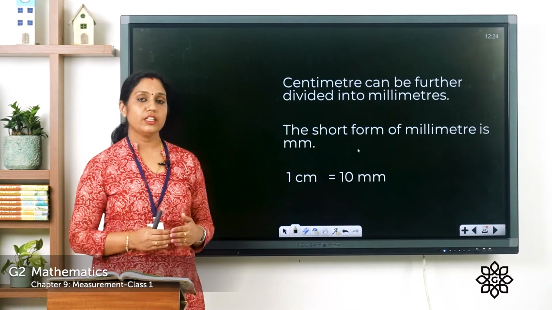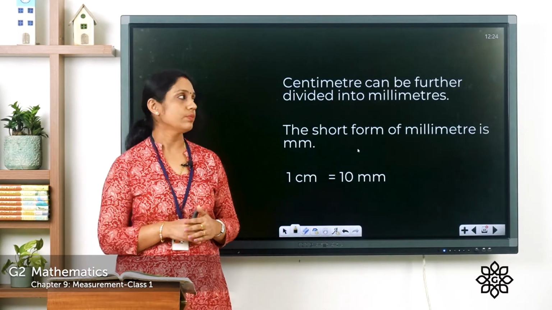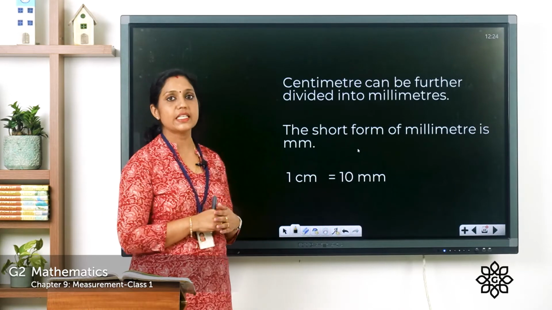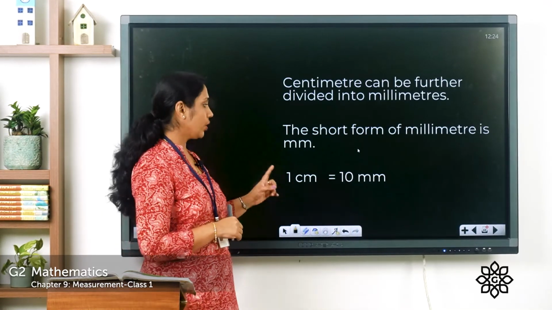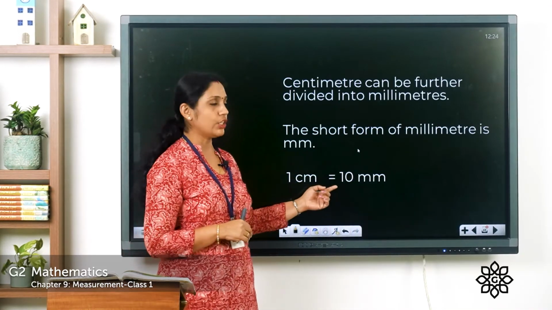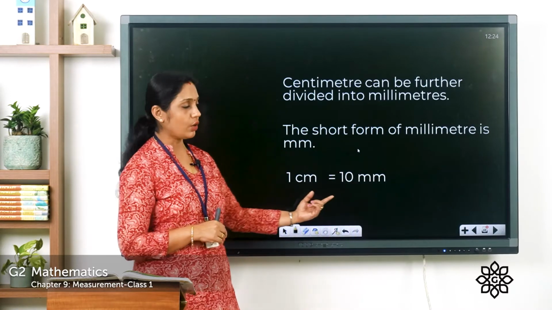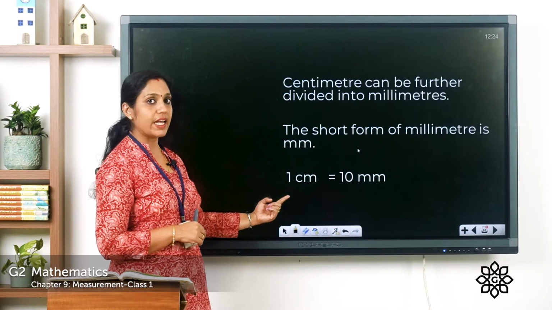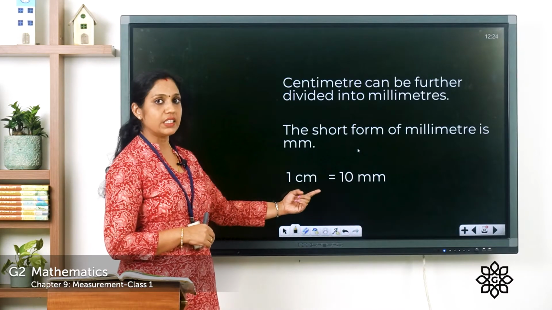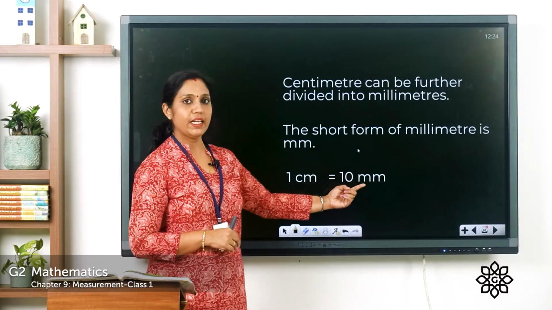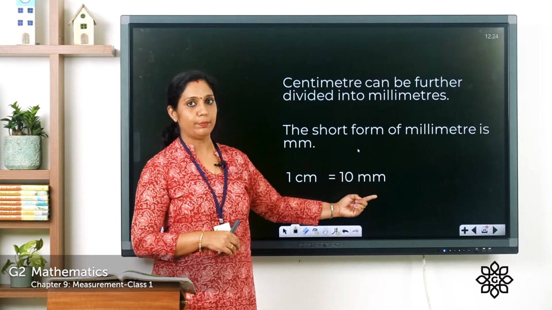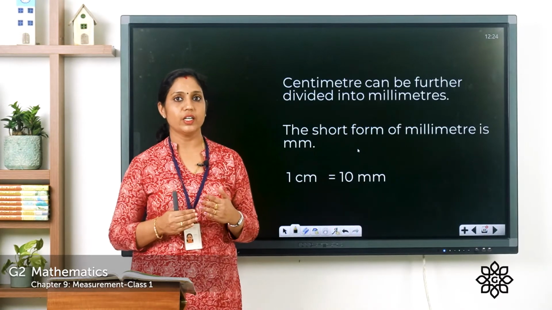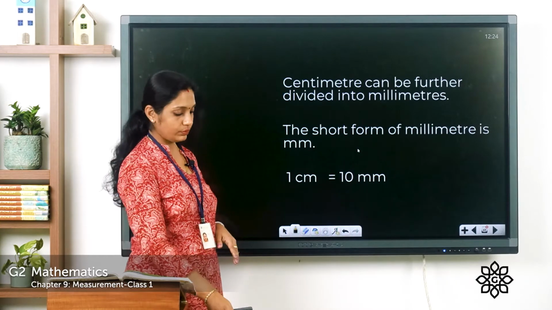Centimeter can be further divided into millimeters. So the short form of millimeter is mm. And you can see that 1 centimeter is equal to 10 millimeters. So how can we read it? 1 centimeter, that is 1 cm, is read as 1 centimeter is equal to 10 millimeter, that is mm. So centimeter is further divided into millimeter.